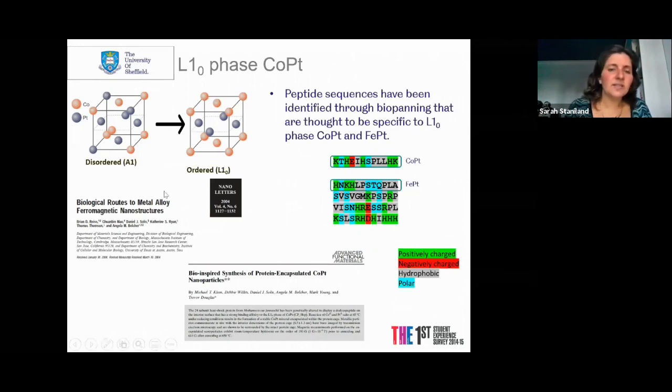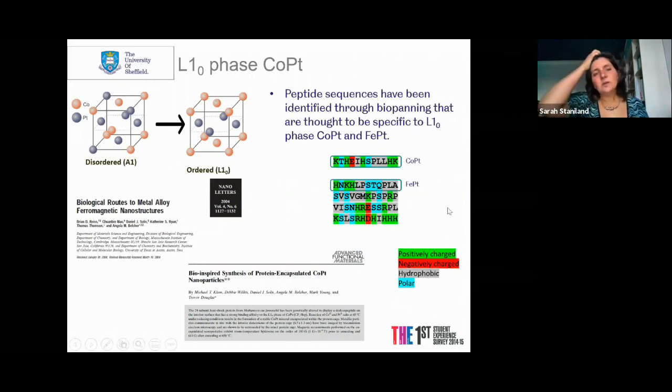So I'm not the first person to think that actually, wouldn't it be good if we could get biology to try to organise and help form these particles in the right structure. And indeed, from a long way back now, from 2004, different groups, Trevor Douglas and Angela Belcher, have found cobalt platinum controlling peptides and also iron platinum controlling peptides.